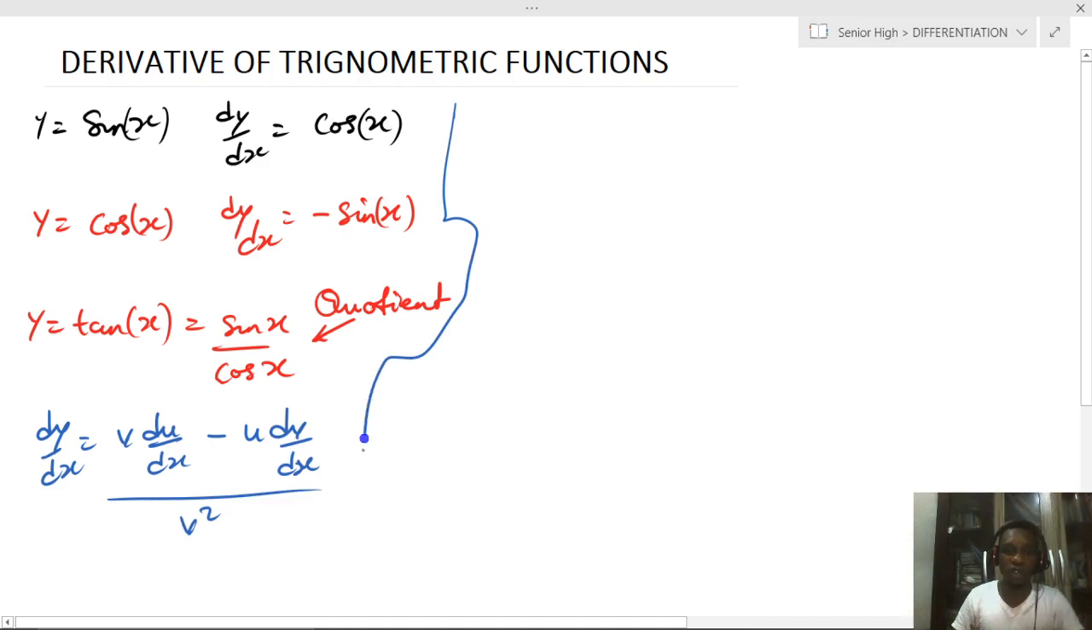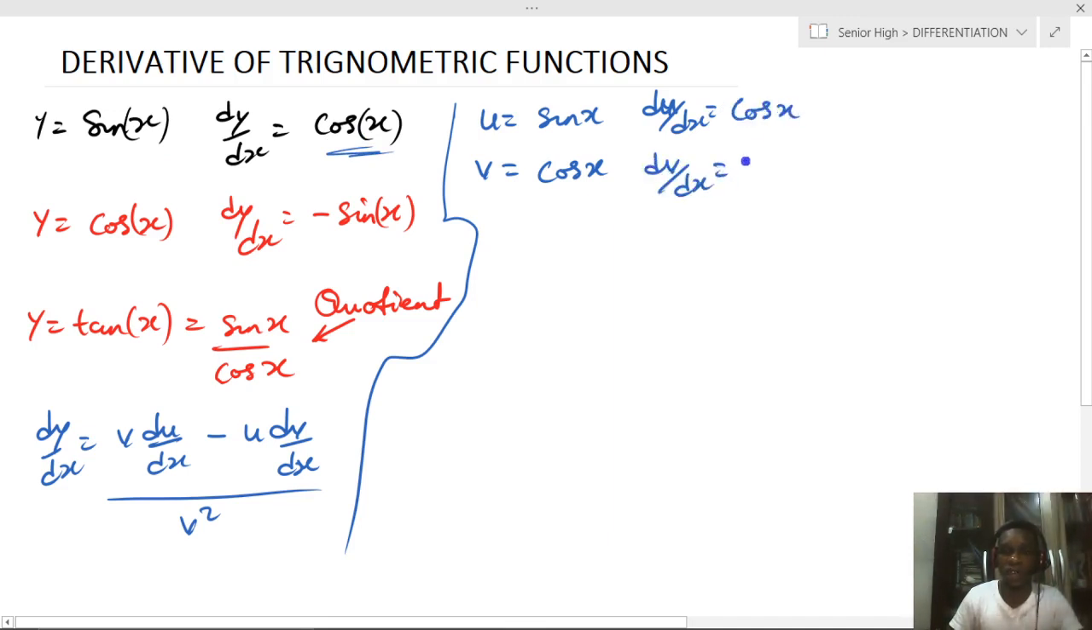So therefore, let's find our v and our u and then the derivative of v and u. Our u here will actually be the top one, which is our sine x. Then what will be our v? Our v is cos x. And according to what we've shown here, what's the derivative of sine x? That will be for our du dx. Our derivative of sine x is cos x. So we have that as cos x.